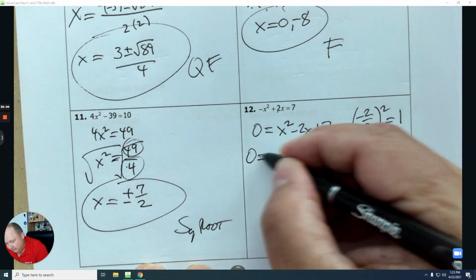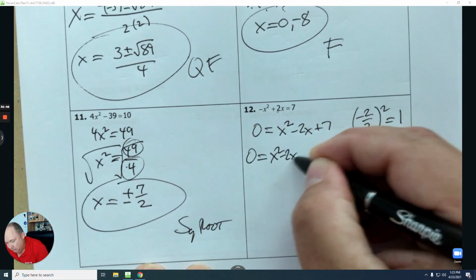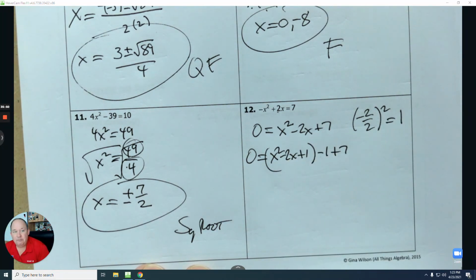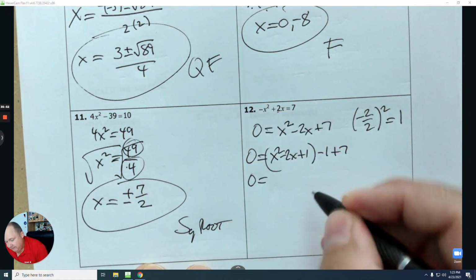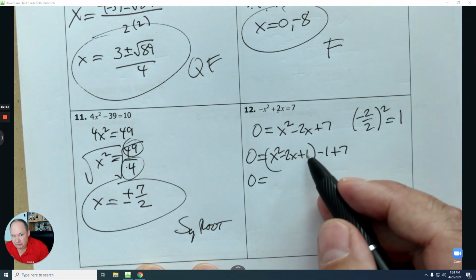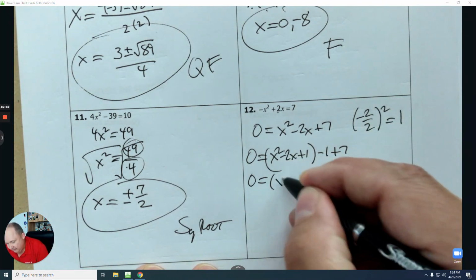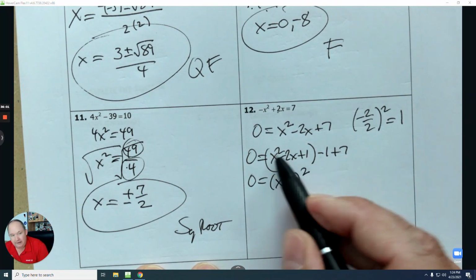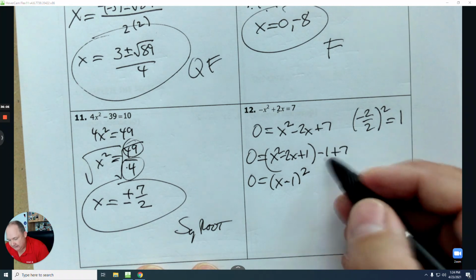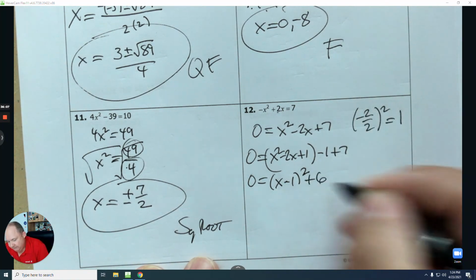So I'm going to come back to the equation. I'm going to add 1. I'm also going to subtract 1. And then I'm going to simplify it. So these parentheses is factorable. The numbers that multiply to 1 and add to negative 2 are negative 1 and negative 1. So I factor this as (x minus 1) squared because it's the same factor. Negative 1 plus 7 is 6.